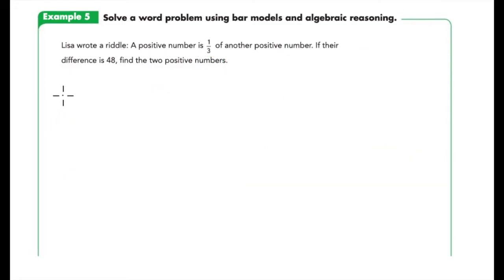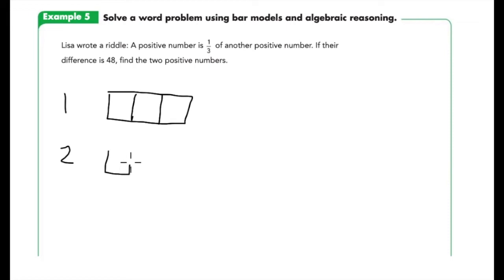To show this with a bar model, I'm going to go with the same setup of my first and second number. My first number, I'm just going to break into thirds because I know that the second number is 1/3 of that number. So here's thirds, and my second number is just going to be 1 block. And here's what I know. Using the bar models, I know that their difference is 48. Their difference is this section right here. These two blocks have to equal 48. So if these two blocks equal 48, that means one block is 24.